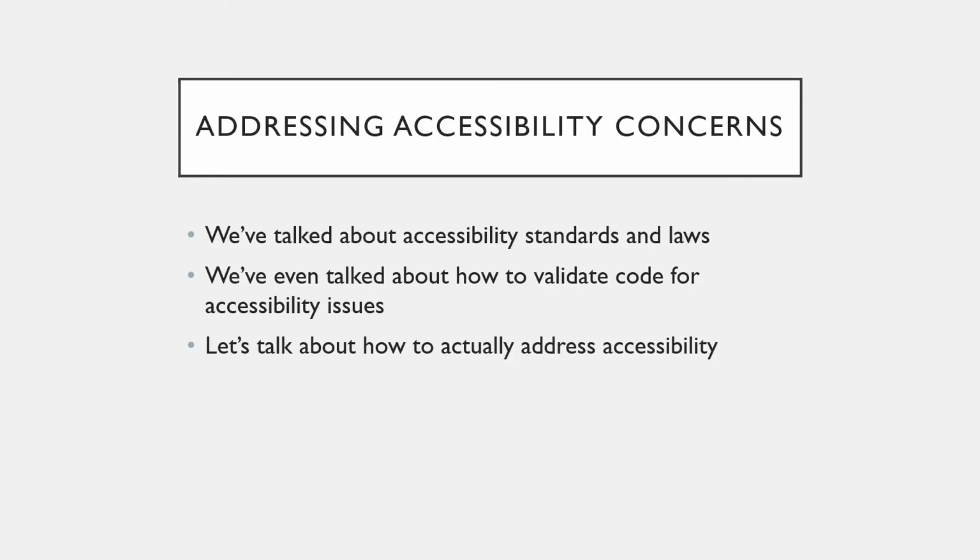So now we're going to talk about addressing accessibility concerns. We've talked about accessibility standards and laws, and gave a little bit of a preview and overview of them. You want to make sure you know those laws. Those are heavily tested on the certification exam. We even talked about how to validate your code for any accessibility issues and why we do it. And we're going to talk now about how to actually address some of your accessibility issues and concerns.